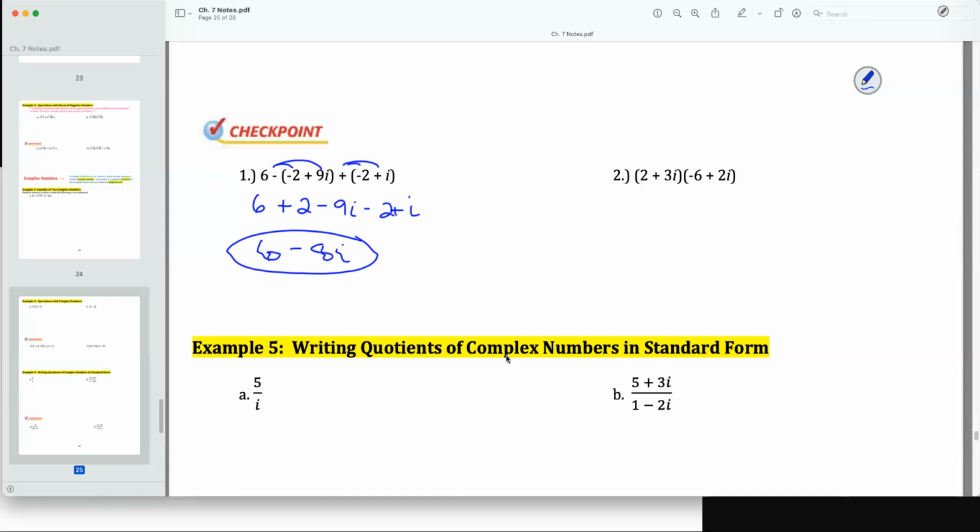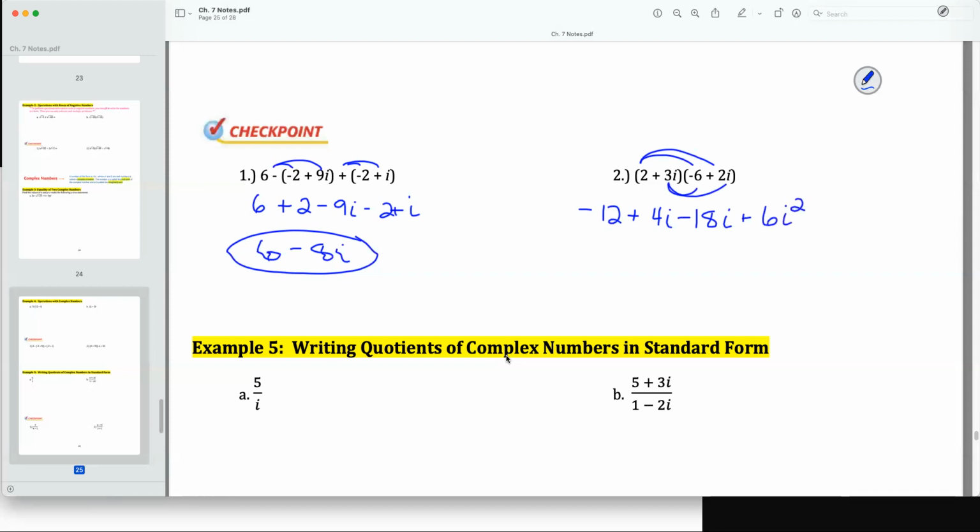And then the next one, we have to FOIL this out. So 2 times -6 is -12. 2 times 2i, that's 4i. 3i times -6, that's -18i. And 3i times 2i, that's 6i squared.